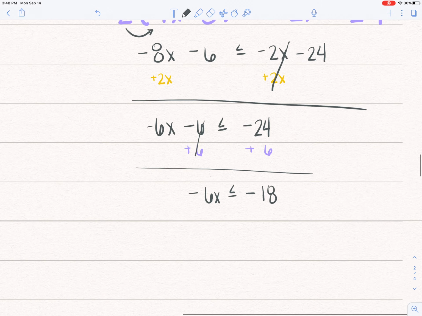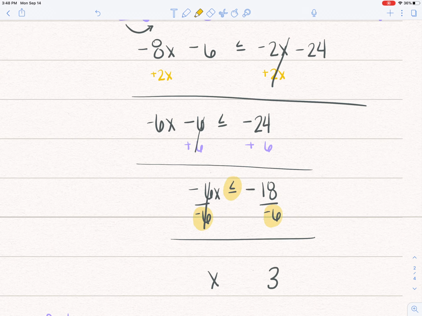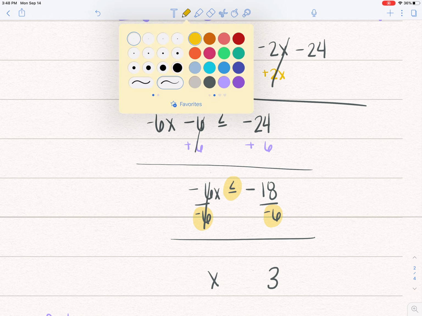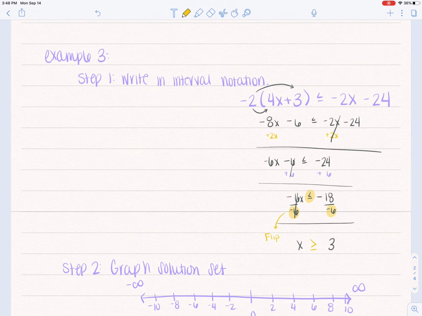And then I'm going to divide by negative 6, divide by negative 6. Those will cancel, and I'll be left with x. Now, I'll be left with a positive 3 over there. Because I divided by a negative number, I'm going to flip the inequality. And again, that only happened because I divided by that negative 6. So I'm left with x greater than or equal to 3.